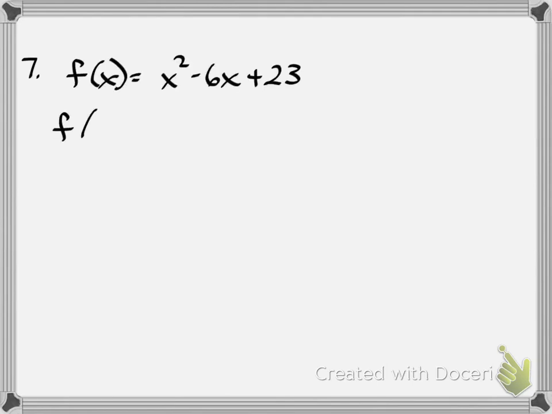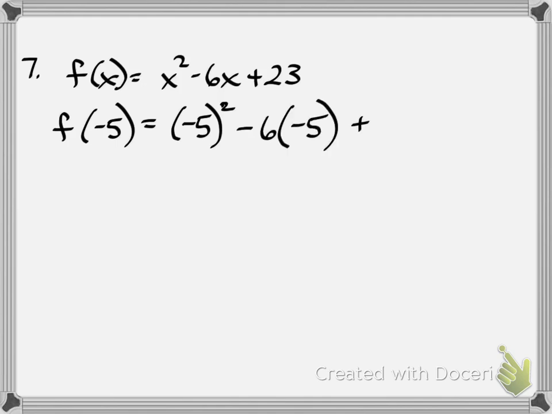Let's see, we've got f of x equals, and they want us to find f of -5. So everywhere there's an x, we put a -5, and it's (-5) squared, minus 6 times the -5, plus 23. If you missed it, it's probably because you just missed this thing that steals our joy.